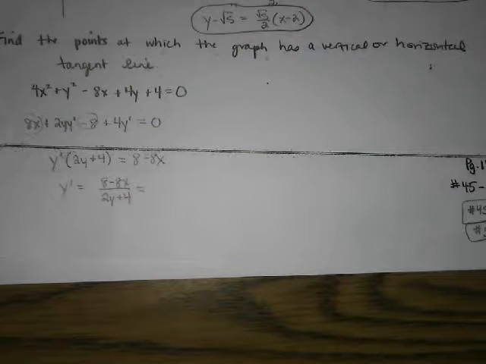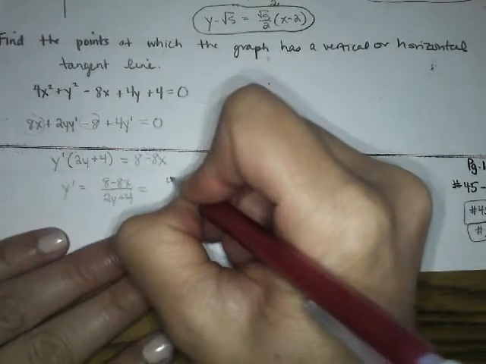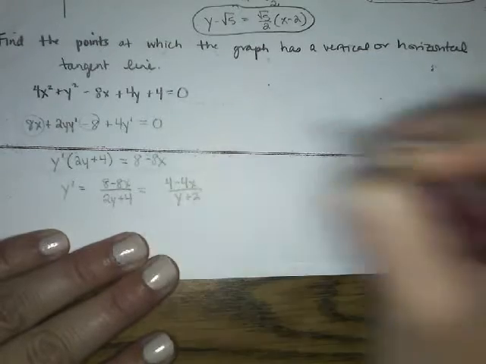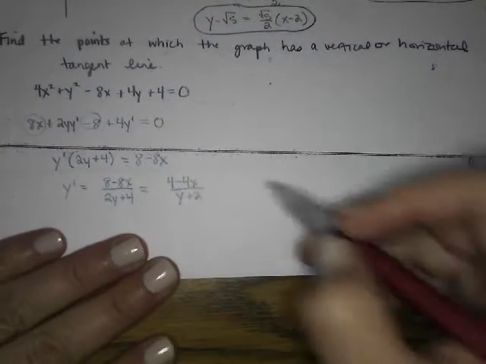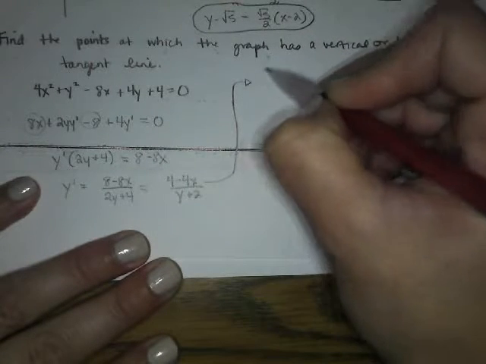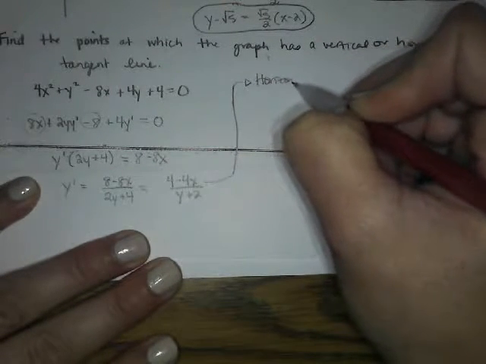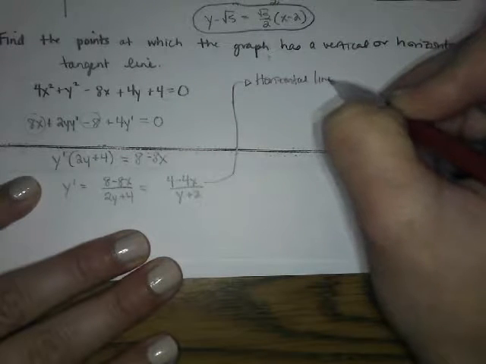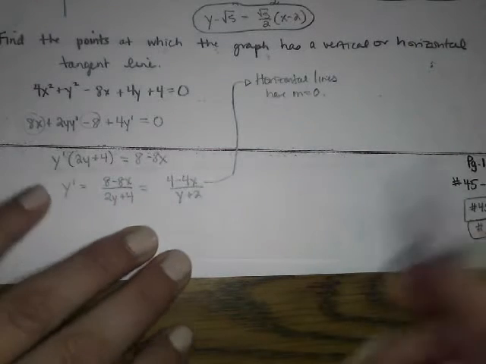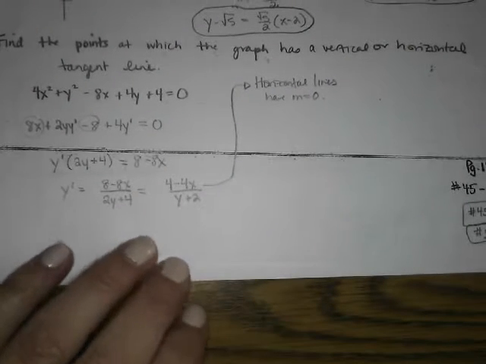Say it one more time. Divide everything by 2. Good. So 4 minus 4x over y plus 2. Okay. So if we do horizontal first, horizontal lines have m equals 0. So what would make this fraction equal 0?